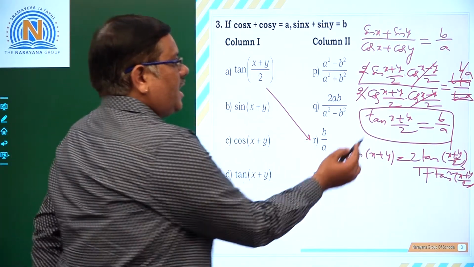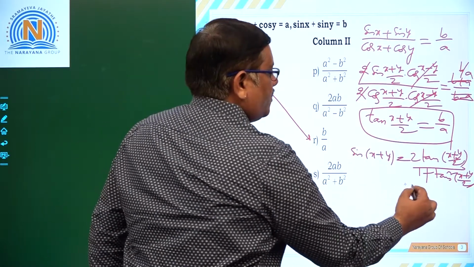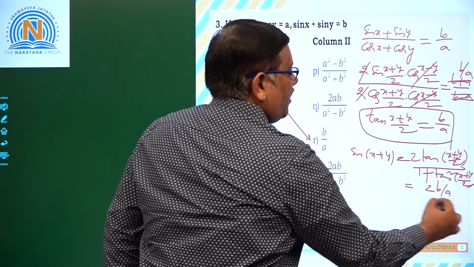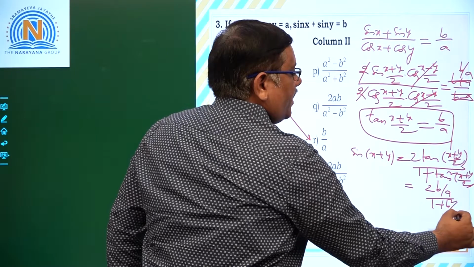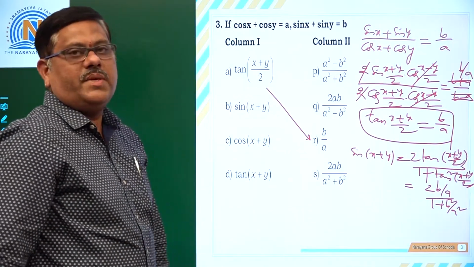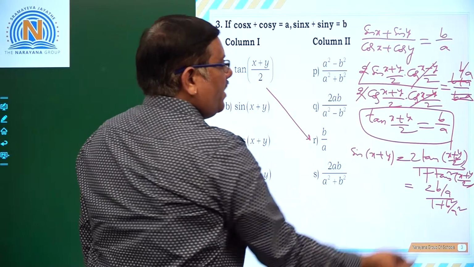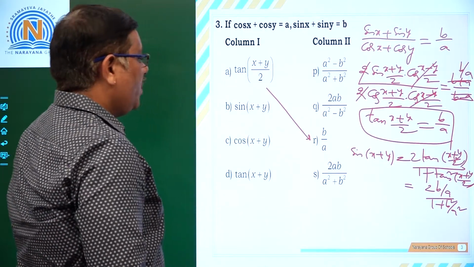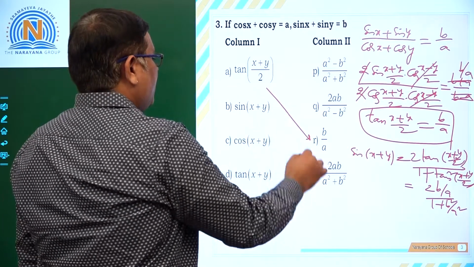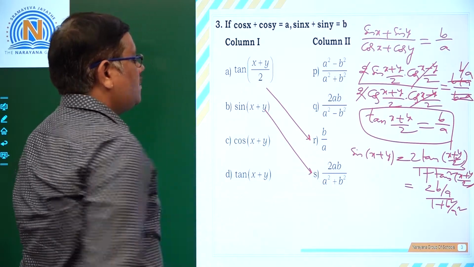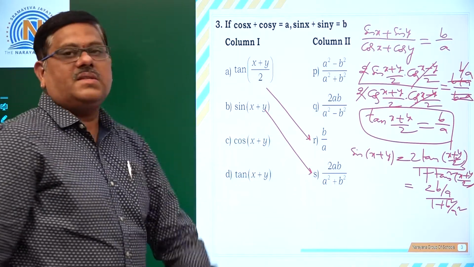So tan((x+y)/2) is b by a for us. So that is 2b by a by 1 plus b square by a square. If you simplify that, it is going to be 2ab by a square plus b square. 2ab by a square plus b square is nothing but option S. So for B, S is the right answer.